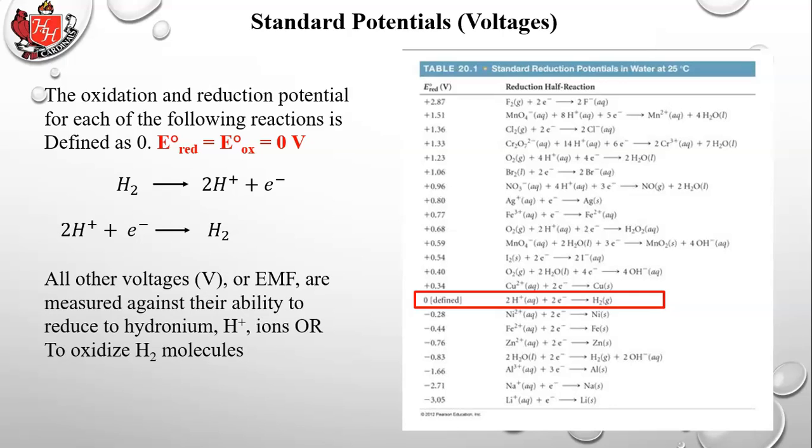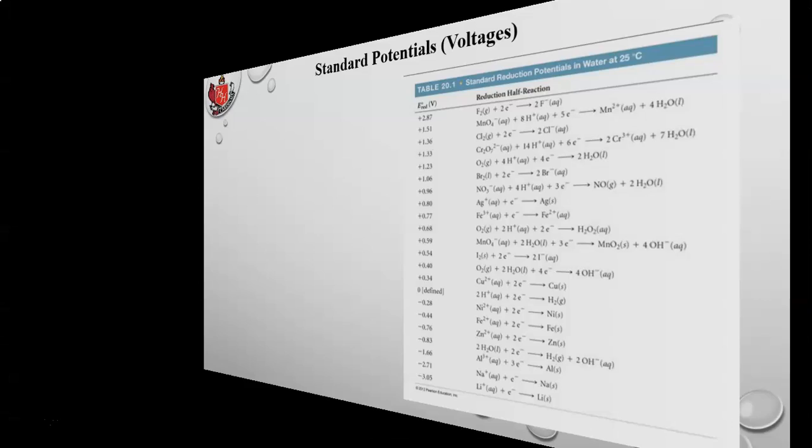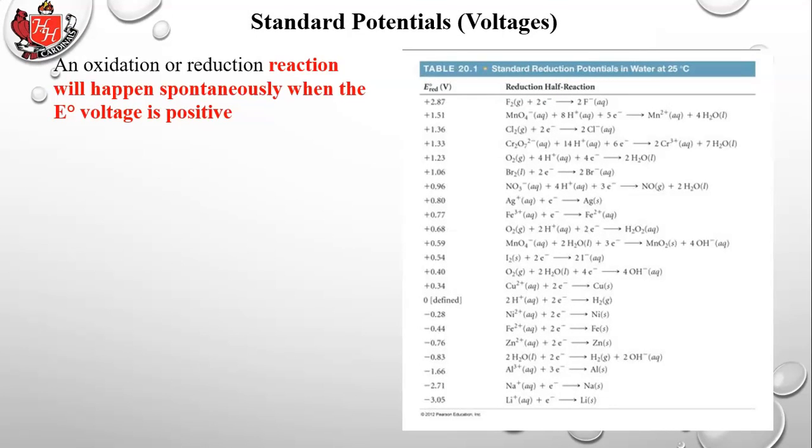Okay, all other voltages, V or EMF, are measured against their ability to reduce to hydronium H plus ions or to oxidize to H2 plus. An oxidation or reduction reaction will happen spontaneously when the standard potential voltage is positive. So if you have a positive voltage, that means that the electrons are going to naturally, spontaneously flow.